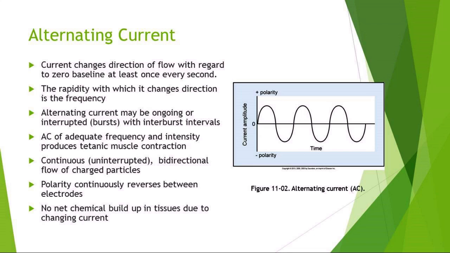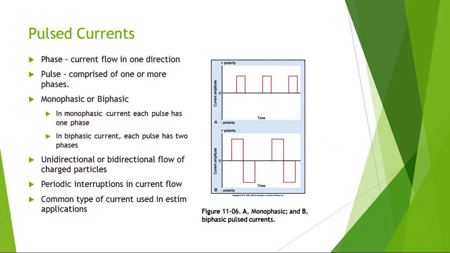So AC is the continuous, uninterrupted bidirectional flow of particles. The polarity continually reverses between electrodes, and there's no net chemical buildup in tissues due to the changing current. So no net charge. Pulsed currents consist of an interrupted flow of charged particles, whereby the current flows in a series of pulses separated by periods when no current flows. It's also called pulsatile current.